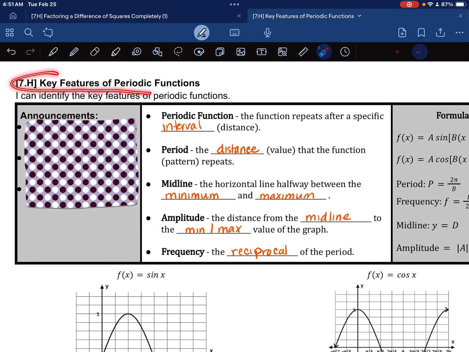Alright, so this is covering 7H, key features of periodic functions.